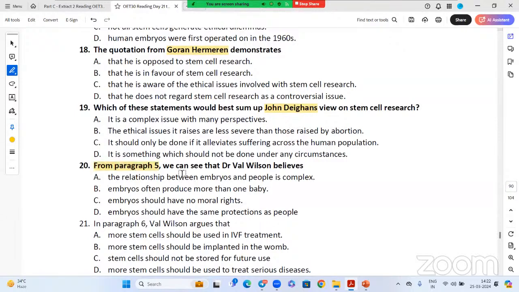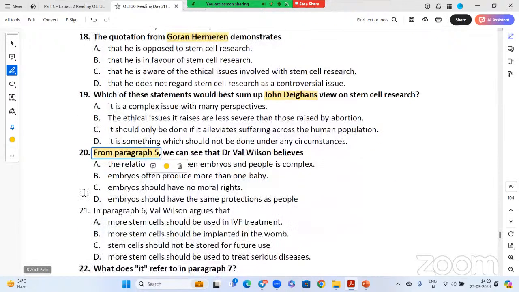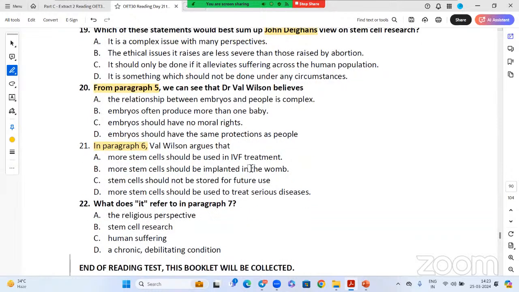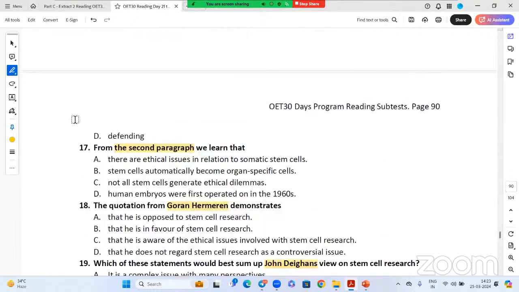So now no need to worry about anything else. Here second and here fifth. That means this is the third paragraph, this is the fourth paragraph. So second paragraph, third paragraph, fourth paragraph, fifth paragraph. Here it is telling paragraph number 6. And here he is telling paragraph number 7. So this is how it is, very easy now.